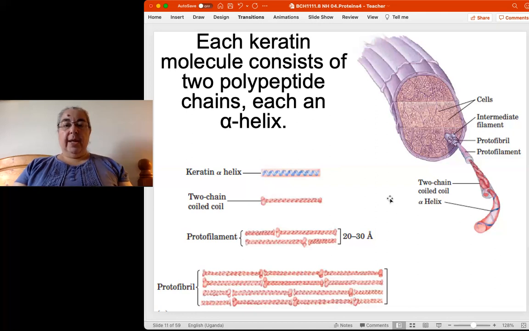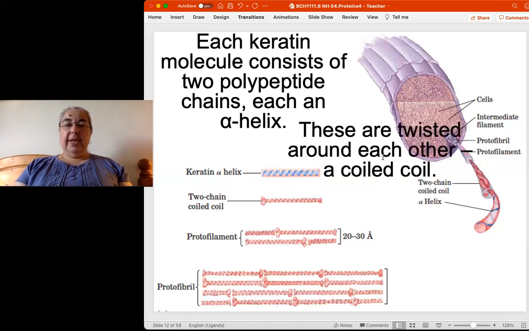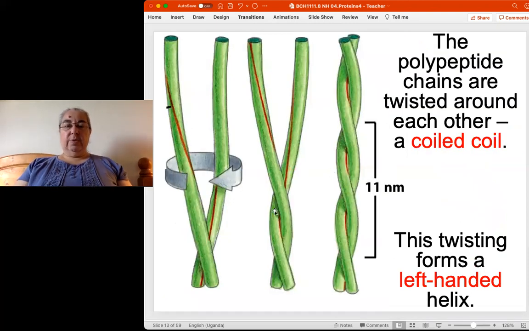Okay, so each keratin molecule has two polypeptide chains, and each of them is an alpha helix. So this is a keratin molecule made from two polypeptide chains, two subunits. These are twisted around each other in a coiled coil. So this is the coiled coil structure. It's a coil because of the alpha helix, and it's a coiled coil because it's then coiled again. Okay, so this is what we're seeing. This is what we mean by a coiled coil.